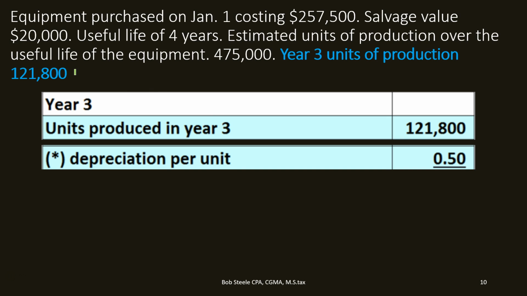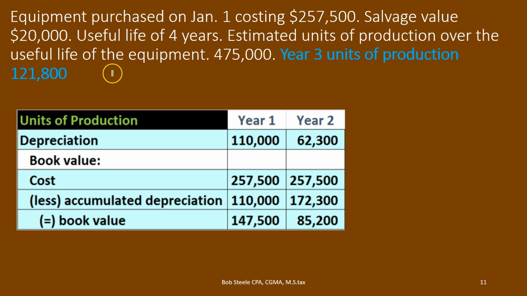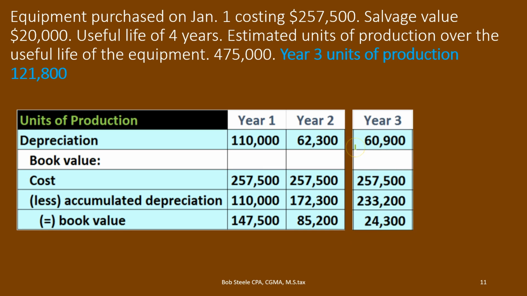In real life, we would have to track that. The equipment that we got, in this case the printer, would have to somehow track the number of pages that have been printed, which is more than doable in today's technology. And so that would give us the $60,009 in year 3 depreciation expense in this case. So if we look at where we had before and now we add year 3, we can see that now we have $60,009.